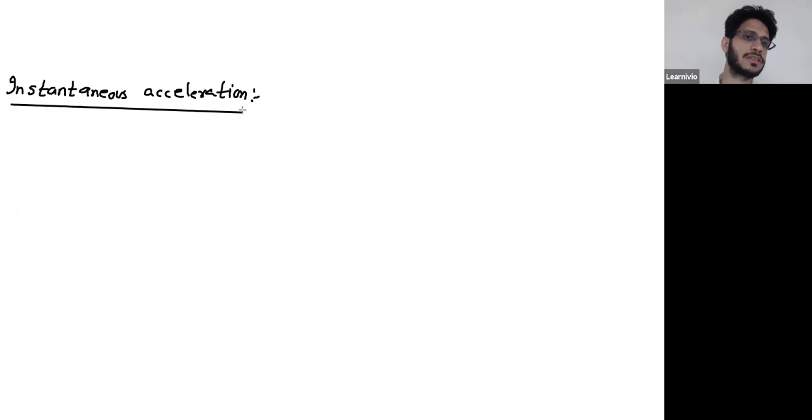Sania, can you guess how we would calculate this instantaneous acceleration? We have done instantaneous velocity and instantaneous speed. Delta V by delta T? That's average. Just checking the steps we have done in instantaneous speed. Delta S by delta T. Next step.